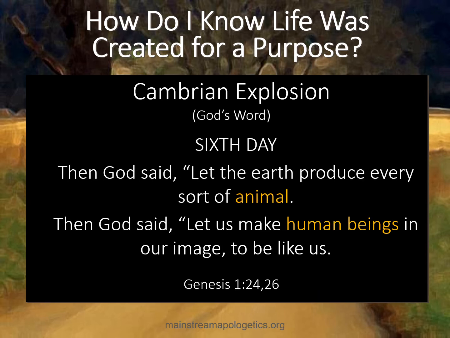Continuing in Genesis 1, in verses 24 and 26, "The sixth day, then God said, let the earth produce every sort of animal. Then God said, let us make human beings in our image to be like us." What we learn from this passage is that creation of the entire animal kingdom, including mankind, occurred on just 2 days of the 7 days. Genesis speaks of the brevity of creation, where creation is regarded by Scripture as a singular event that took place over the span of just 2 days.